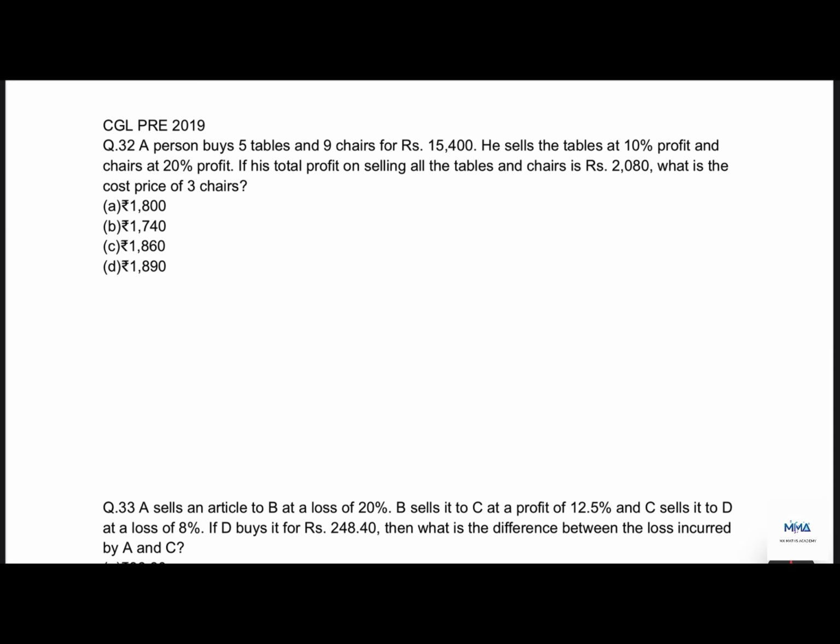A person buys 5 tables and 9 chairs for 15,400. He sells the tables at 10% profit and chairs at 20% profit. If his total profit on selling all the tables and chairs is 2080, what is the cost price of 3 chairs? So in this, let's say if he sells both tables and chairs at 10% profit, he'll only end up with a profit of 1540 rupees. Guys, okay, so now, but the profit is 2080. So he has an extra profit of 540 rupees.